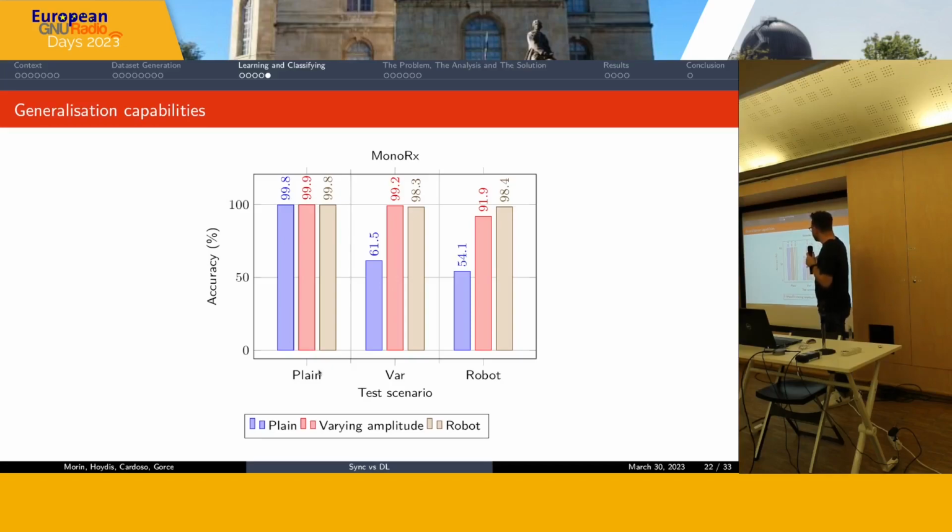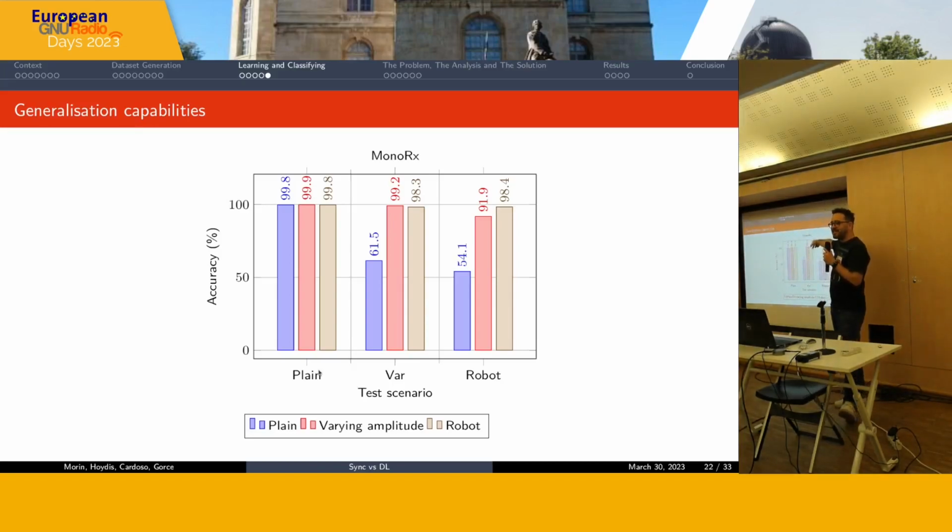And in this bar diagram, what we see is the accuracy, so how good we were in identifying these nodes when we trained with plain, and then testing with either plain, varying, or robot. When we train with just plain transmissions, no amplitude variations, we get 99.8% accuracy, which might sound very good, but you should always take these results with a grain of salt.